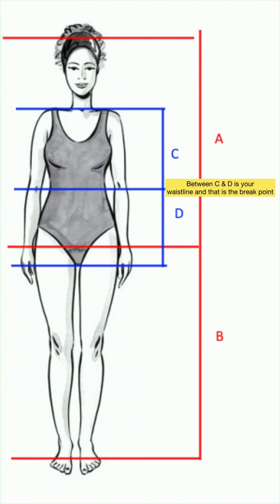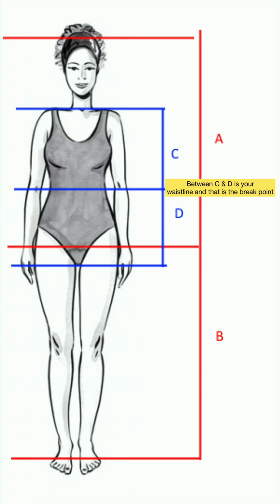But Michelle, I don't even know where my waistline is. General rule of thumb, it's about 1 inch above your belly button. So naturally, 1 inch above where your belly button is, is where your natural waistline is supposed to fall. That is your guiding line to determine whether your upper body is longer or your lower body is longer.